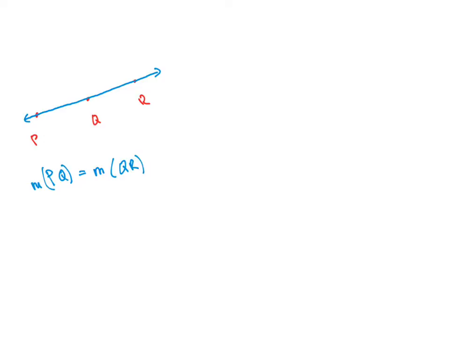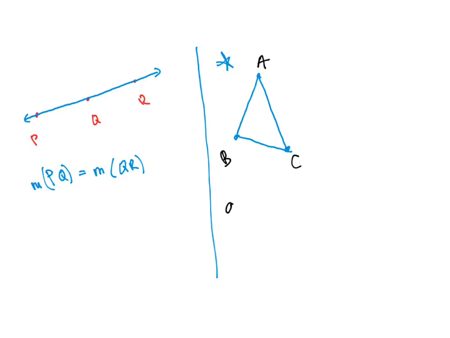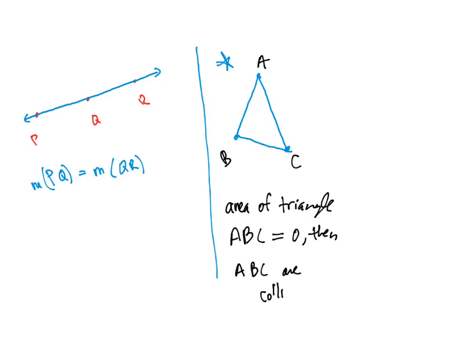One other way that we can see if 3 points are collinear, and this is maybe beyond the scope of this point of the class, we'll get to this later. But if I have 3 points, and we draw a triangle between these 3 points, let's call this A, B, and C. So if the area of triangle ABC equals 0, then A, B, C are collinear.